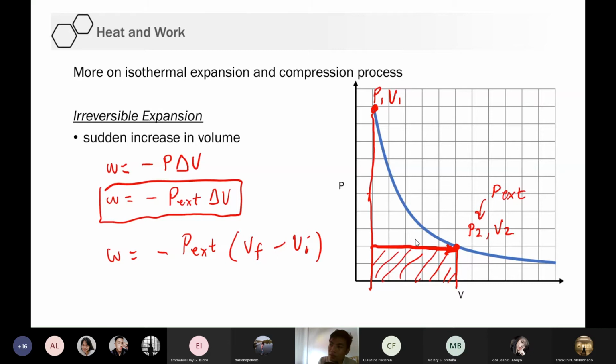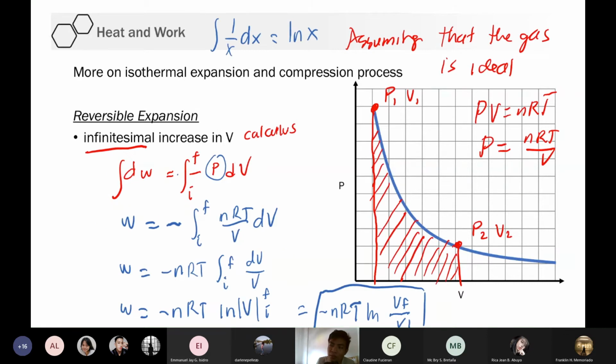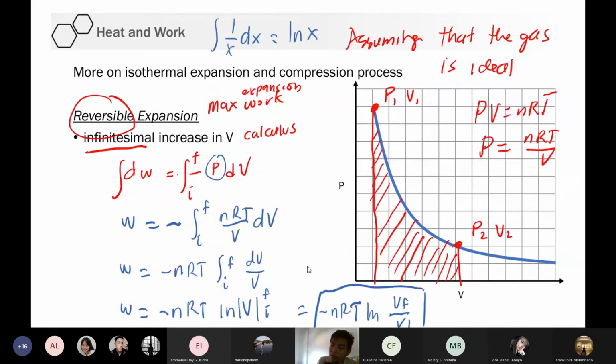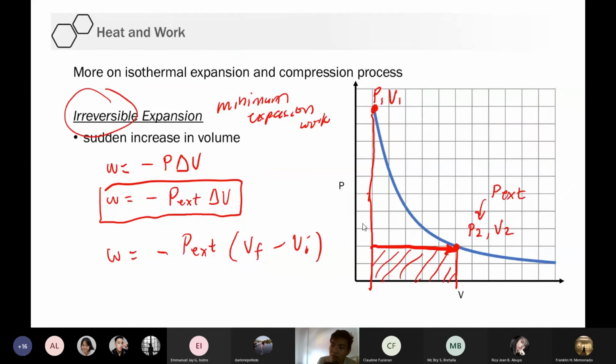Okay. So we can say that the maximum work for expansion is the reversible work. Maximum work, kapag expansion. Maximum expansion work ang reversible. Ito yung minimum expansion work, yung irreversible, kasi mas maliit yung area niya. Okay. So, ibig sabihin, mas malaki yung value nito kaysa dito. Patunayan natin yun mamaya sa problems.